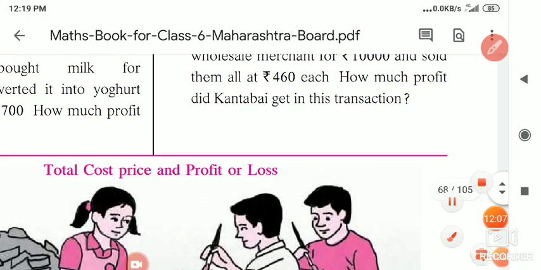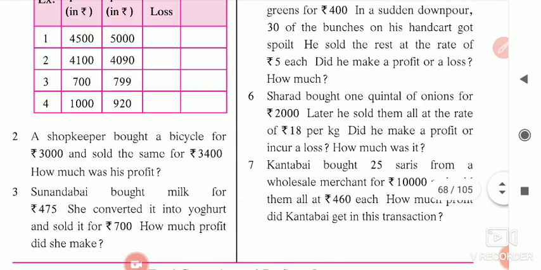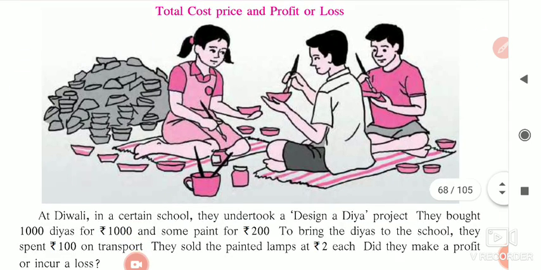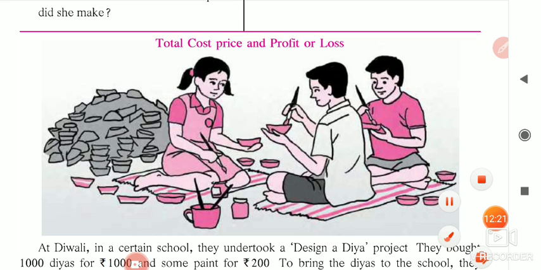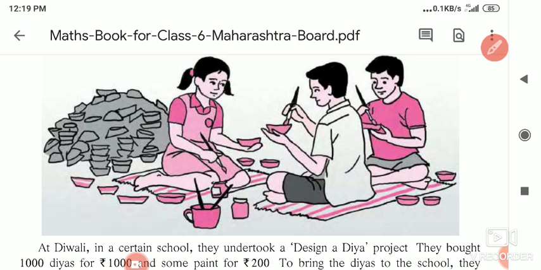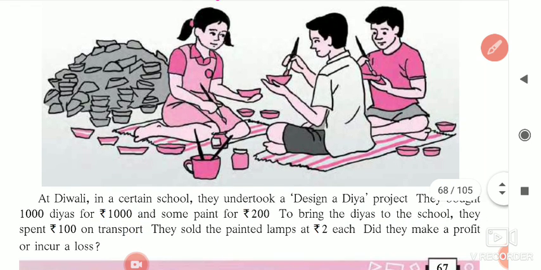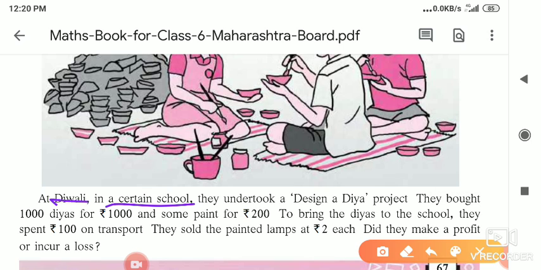The next part is total cost price and profit or loss. So here there are three children, and they are designing diyas. In Diwali we use diyas to light our house. So at Diwali in a certain school they undertook a design-the-diya project. They brought 1,000 diyas for rupees 1,000.